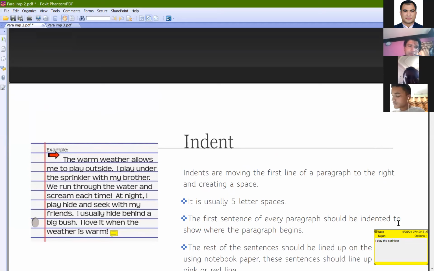Why do I have fun in warm weather? We run through water. Why do I have fun in warm weather? We scream. Why do I have fun in warm weather? Play hide and seek. Why? Hiding. Why? These are the reasons. So all these reasons center on one particular question, that is why I enjoy the warm weather.